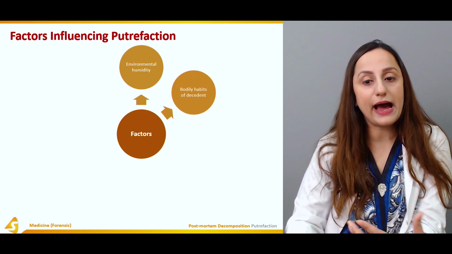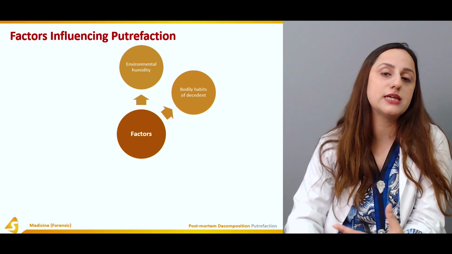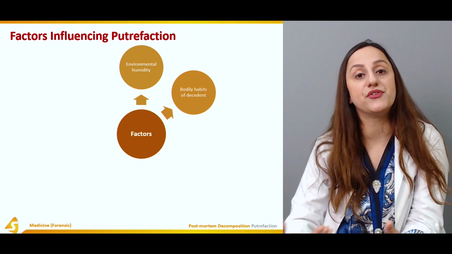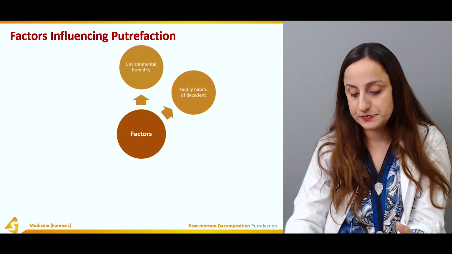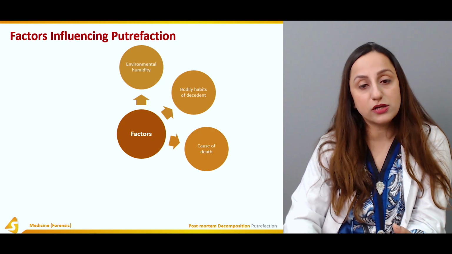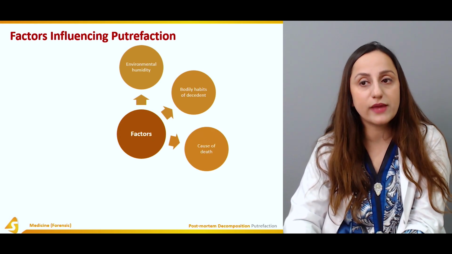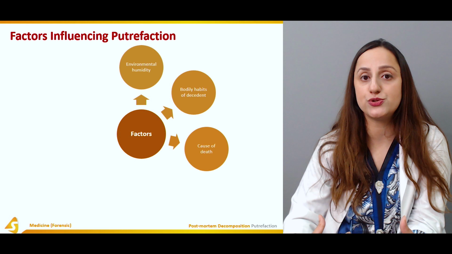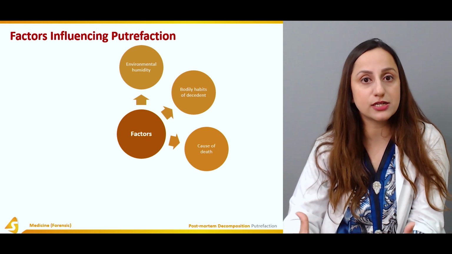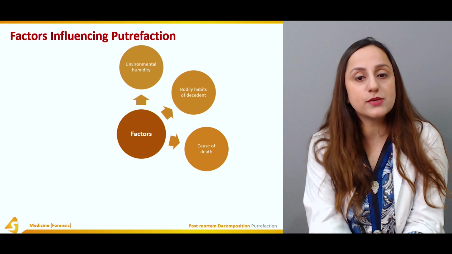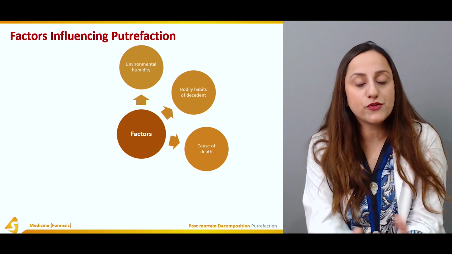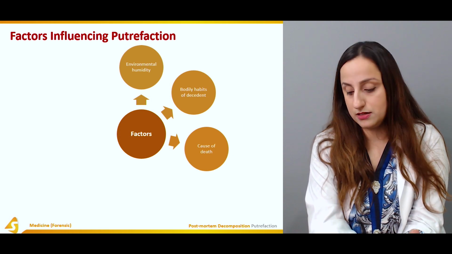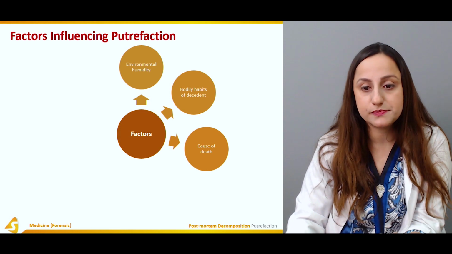Then there are the bodily habits of the deceased. If there were states of starvation, or cases of malnutrition, the process of putrefaction is raced towards decomposition. Now, the cause of death is very important. Whether it was due to asphyxiation, inflammatory reactions, septic abortions, or any septic conditions of the body, they all race the putrefactive process. The time that putrefaction takes is shortened due to all of these factors.